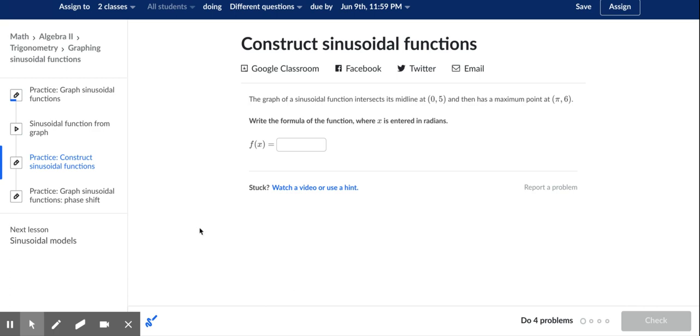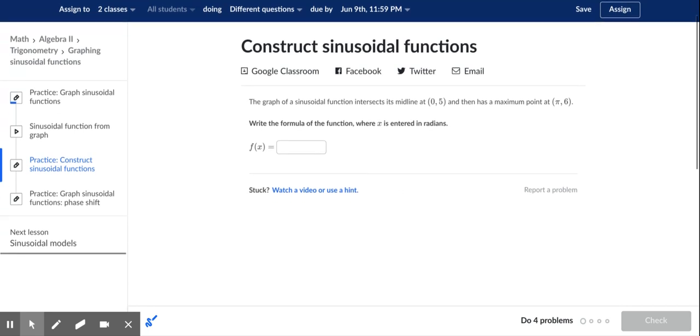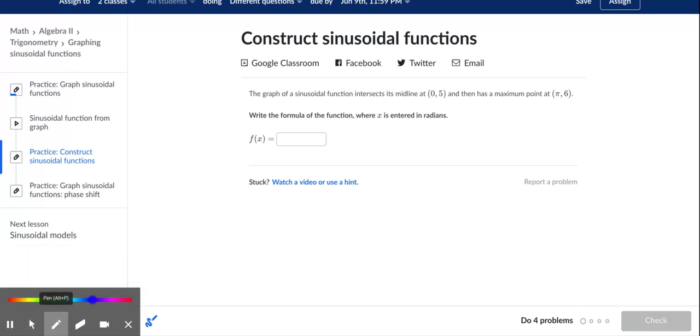Hey guys, in this video we are going to be constructing sinusoidal functions. In other words, we're going to be writing an equation given information. So in this case, the information is the midline, where the graph crosses the midline, and the maximum point, or a maximum point, right? There's an infinite number of maximum points, but we're given one of them. And we're assuming we're given the first one.